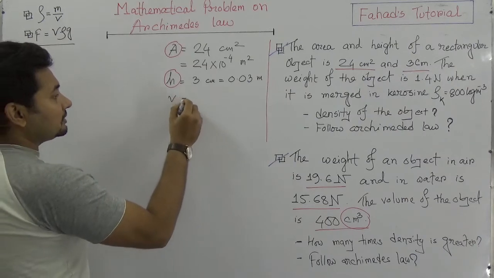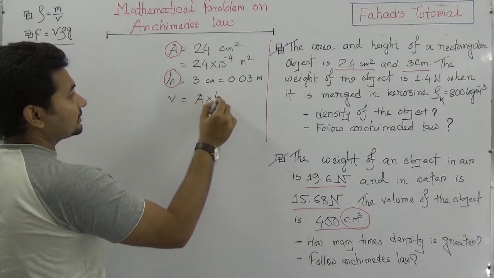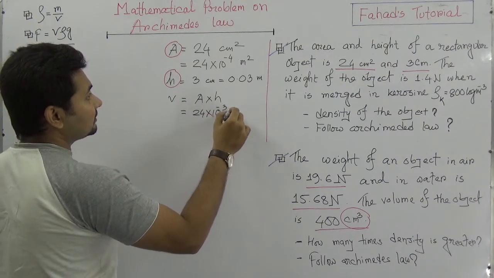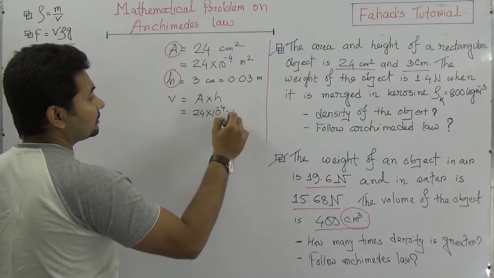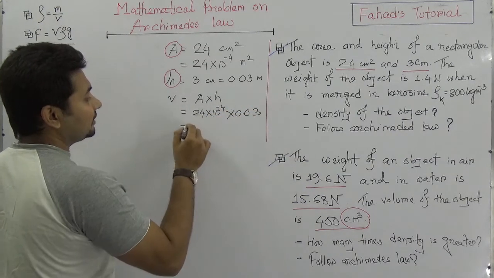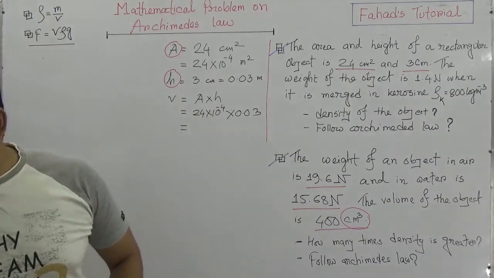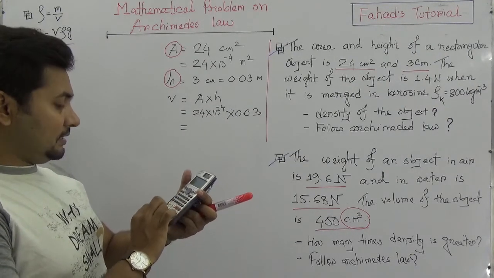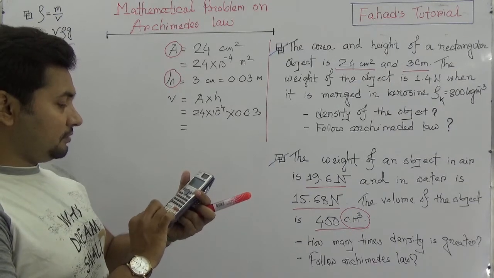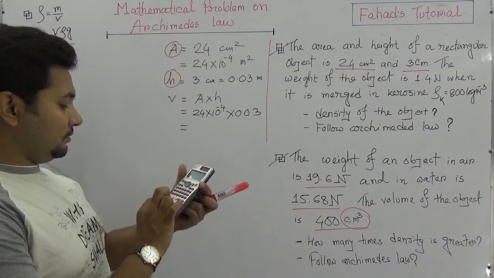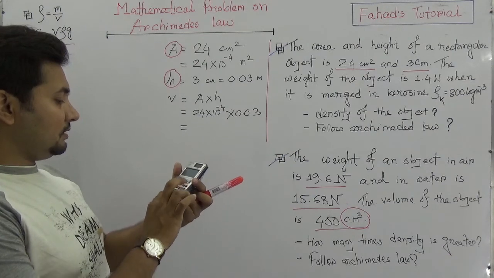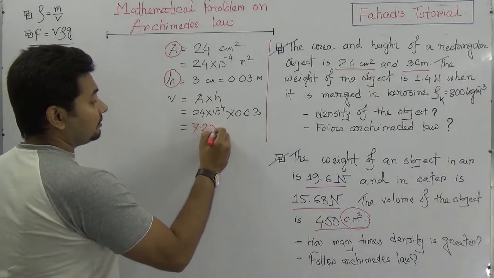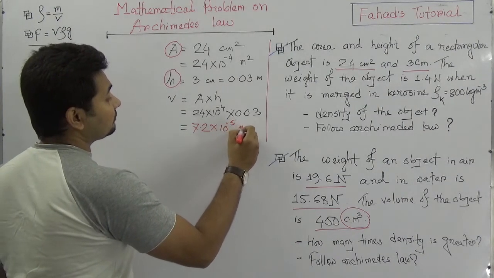When you have the area and height, we must find out the volume. So the volume is actually area times height. So you got 24 times 10 to the power minus 4 times 0.03. Now you can see what the volume should be. 24 into 10 to the power minus 4 into 0.03 is 7.2 into 10 to the power minus 5 meter cube.